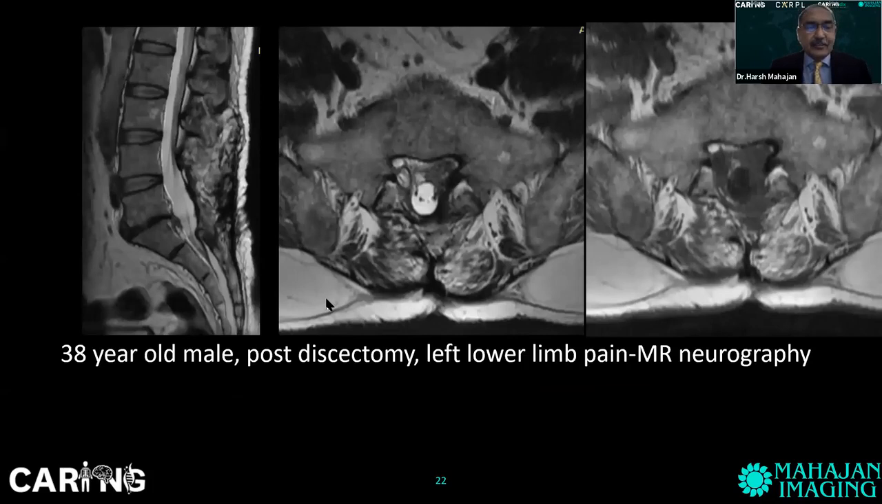Again, another case, 38-year-old, where you see this signal alteration in the anterior epidural space on this T2 and T1 weighted images. Note that this is not really causing any compression of the thecal sac. If anything, the thecal sac is being pulled towards the fibrosis.